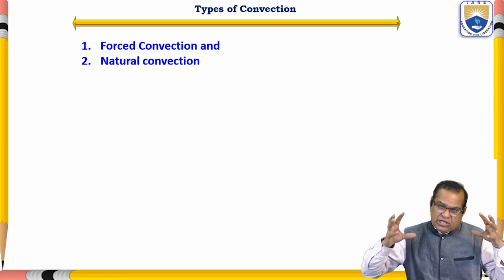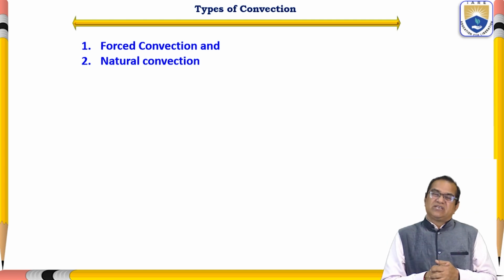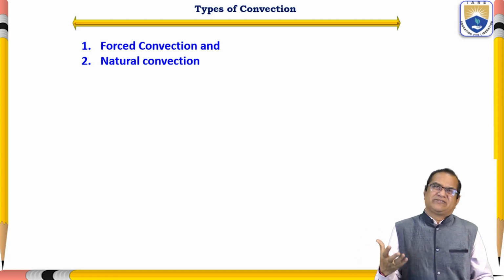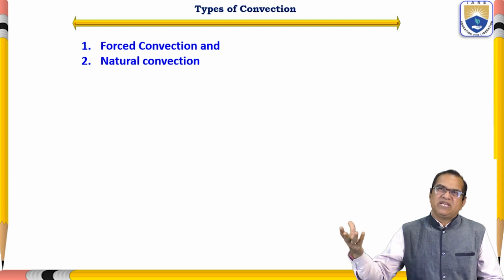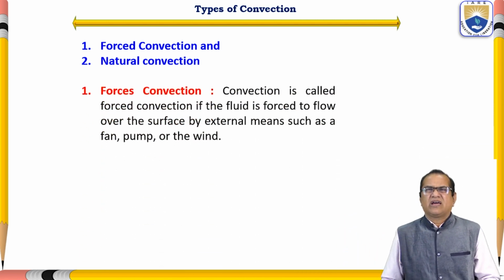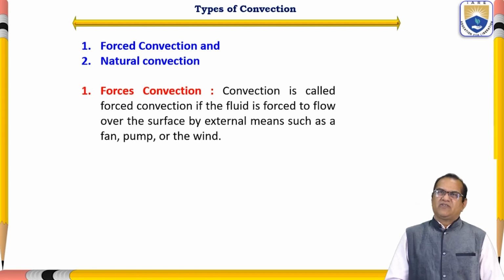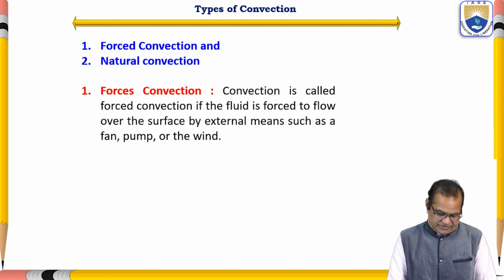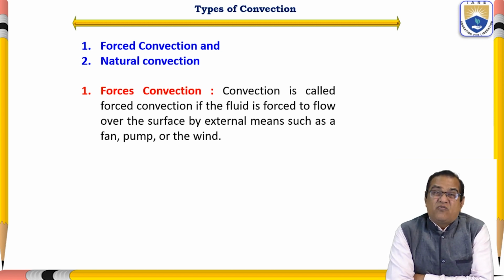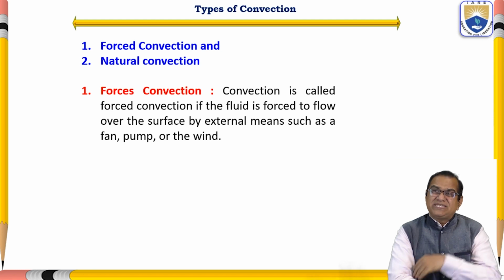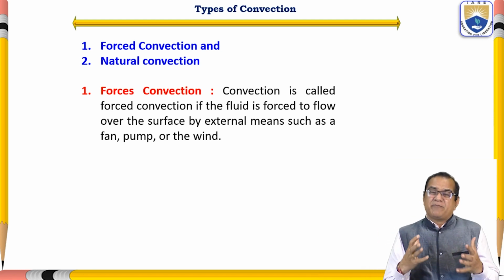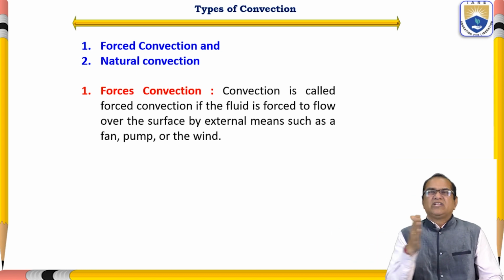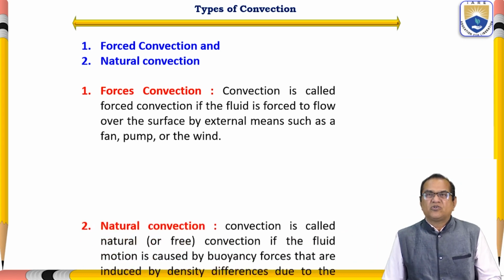Forced means you have to create some additional velocity by some fan or some blower or something, then it is called forced. And if it is happening in the natural condition, it is called natural. So convection is called forced convection if the fluid is forced to flow over the surface by external means such as a fan, pump or the wind. You are adding it and pressurizing it so that the velocity of the fluid is increased. So it is called forced convection.